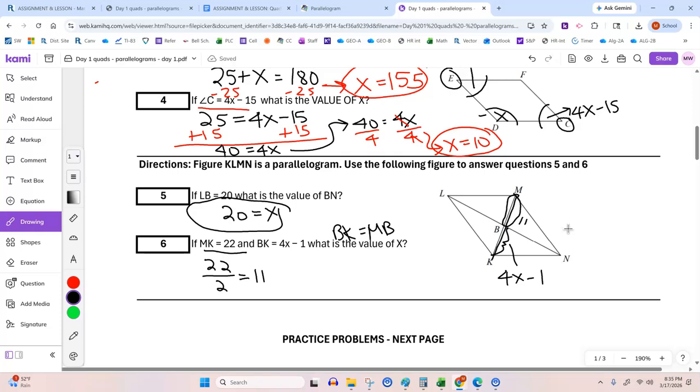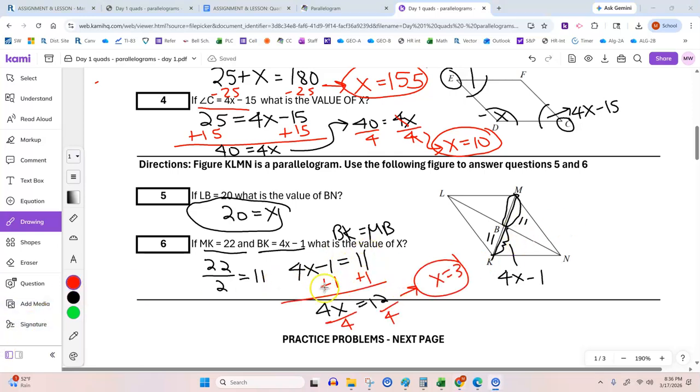That's what we're trying to solve. Well, we're trying to solve for 4x minus 1. So that means that BK is also 11. So we can go 4x minus 1, BK, is equal to half, not 22, only 11. Okay, like that. So go ahead and solve for x. Okay, so I did the algebra for you, combine like terms, then divided by 4, and I got x is equal to 3. Okay, so that's how that works.